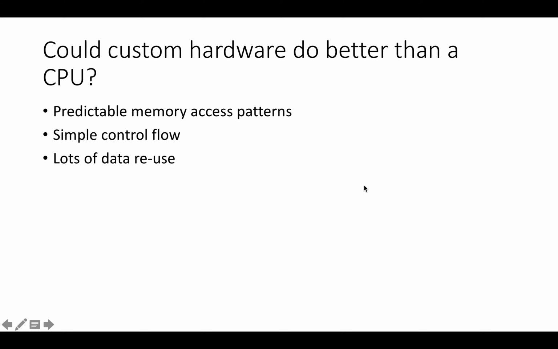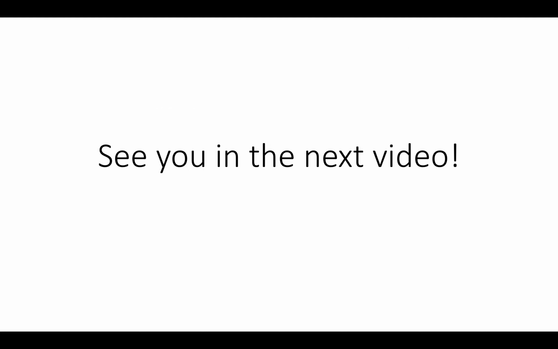So image processing is a really, really good candidate for custom hardware. It sort of checks all the boxes that you're looking at in a custom hardware project. And in the next couple of videos, we'll look at some examples of the kind of operations that image processing pipelines are made out of and how we can accelerate these in hardware.